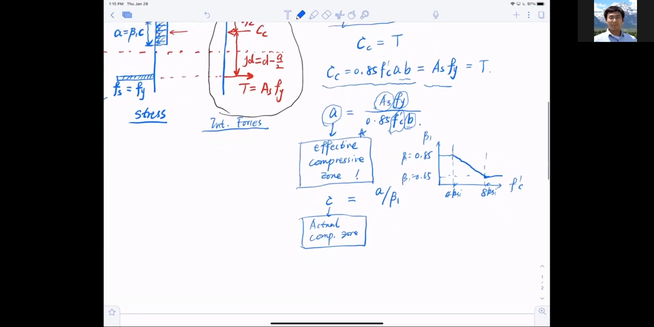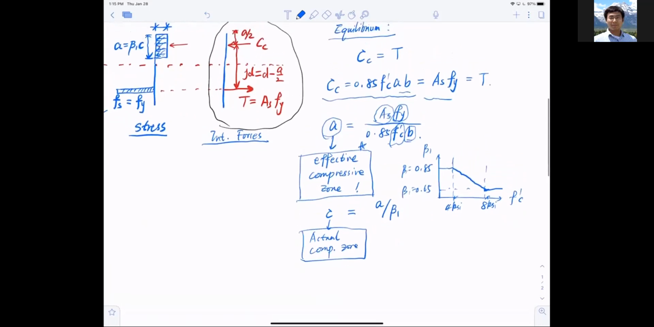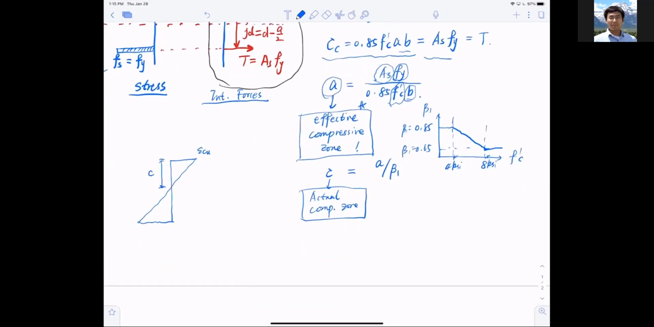So now this is the actual compressive zone. In a sense, what is the c? Remember, for the actual compressive zone, we go back to the strain distribution diagram. This is epsilon cu, and that is the actual compressive zone c. Some of you may start asking questions: why do I need the actual compressive zone c? For all I understand, I need to get the effective compressive zone a. I can compute that, I'm happy with it. So why do I need the actual compressive zone c?